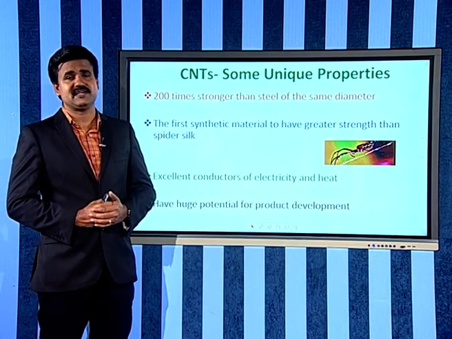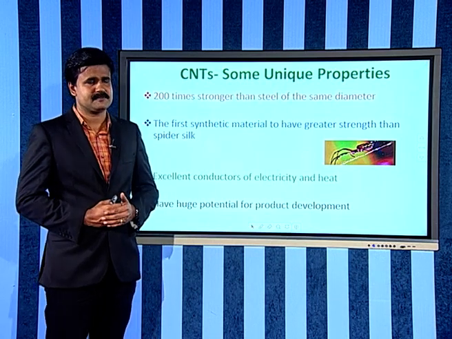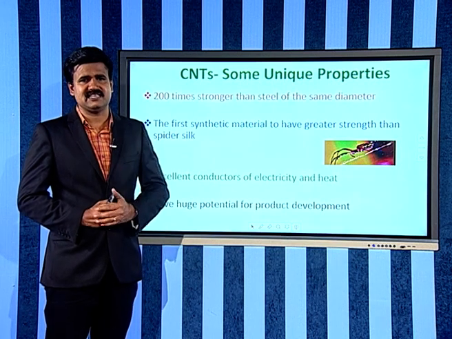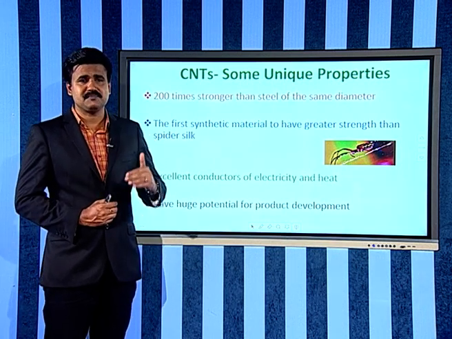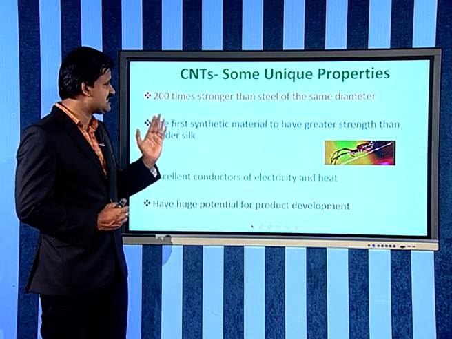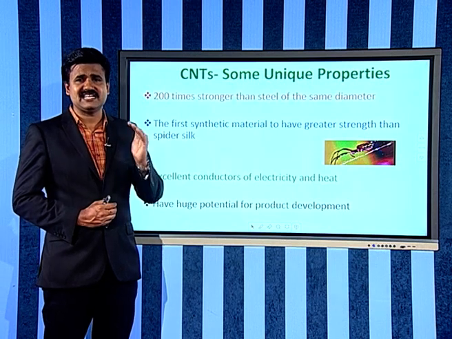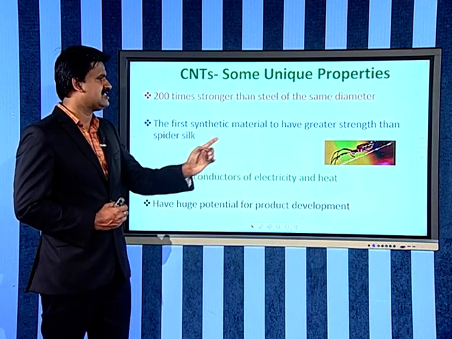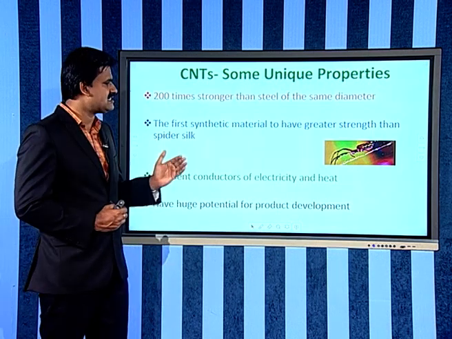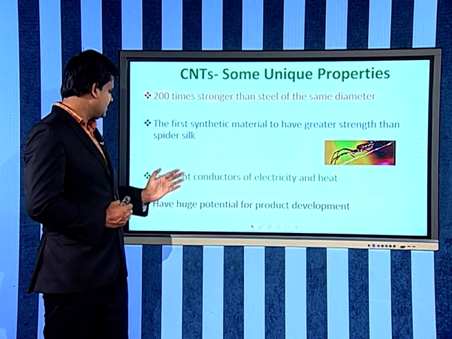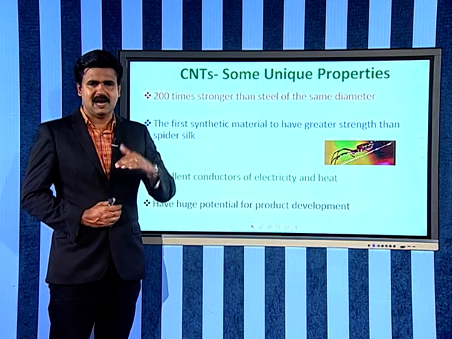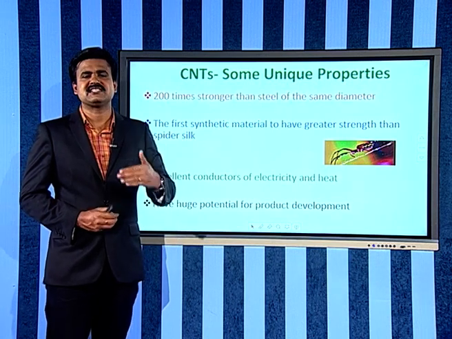Some unique properties of carbon nanotubes: they are 200 times stronger than steel of the same diameter. Carbon nanotube is the first synthetic material to have greater strength than spider silk. They are excellent conductors of electricity and heat, and have huge potential applicability for product development.